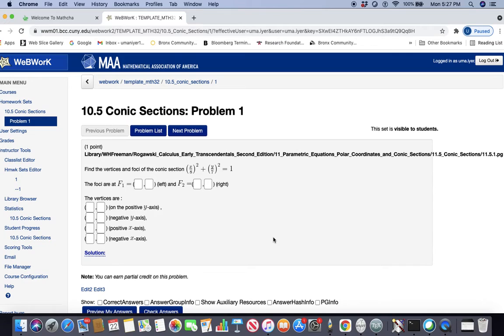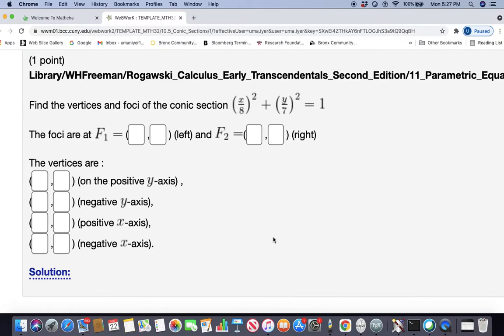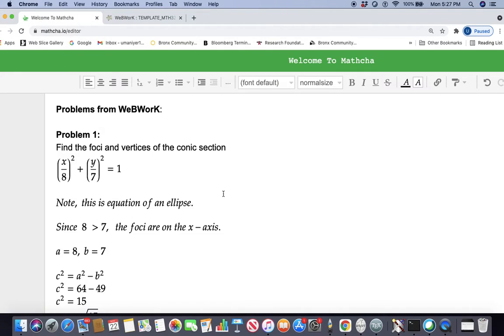Find the vertices and foci of the conic section (x/8)^2 + (y/7)^2 = 1. This is an ellipse because of the plus, right? Both the variables are squared. What does this say? 8 is bigger than 7, so that goes with x. Foci are on the x-axis. A is 8. B is 7.